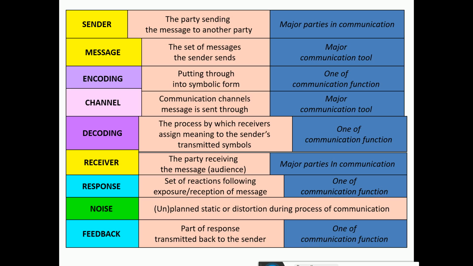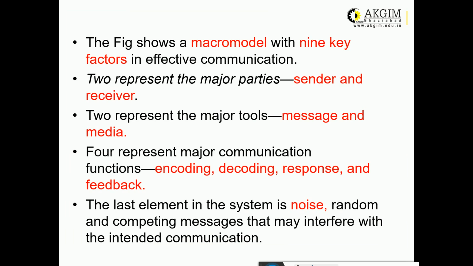So this is how a communication process goes on from sender to receiver. In between there is encoding, decoding, a message, a channel, a response, a feedback, and finally there is something unplanned, that is noise. So this figure shows a macro model of 9 key factors in effective communication, and out of these 9 factors, 2 represent the major parties, sender and receiver.